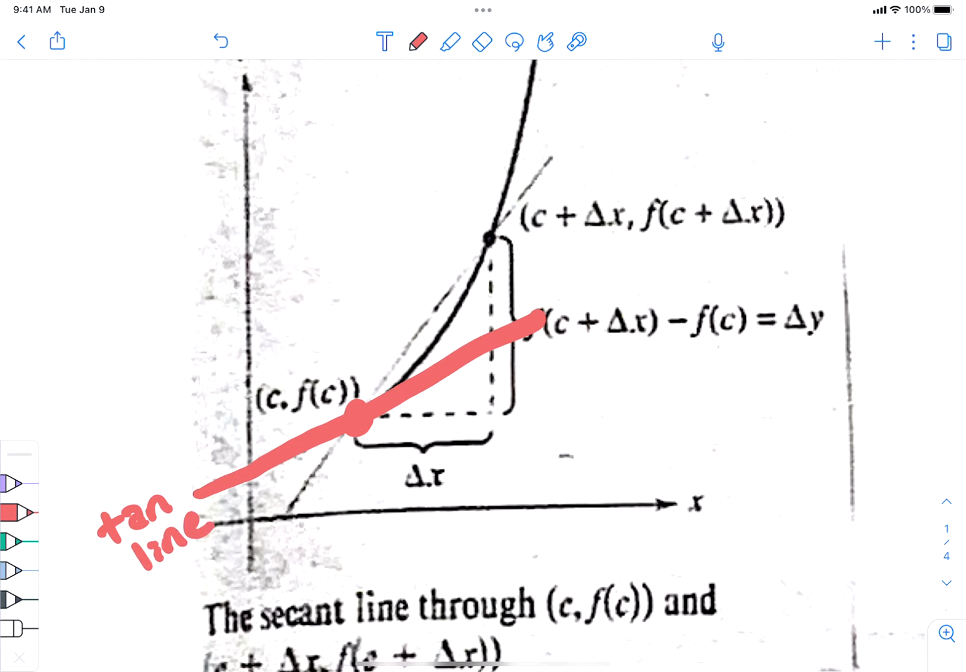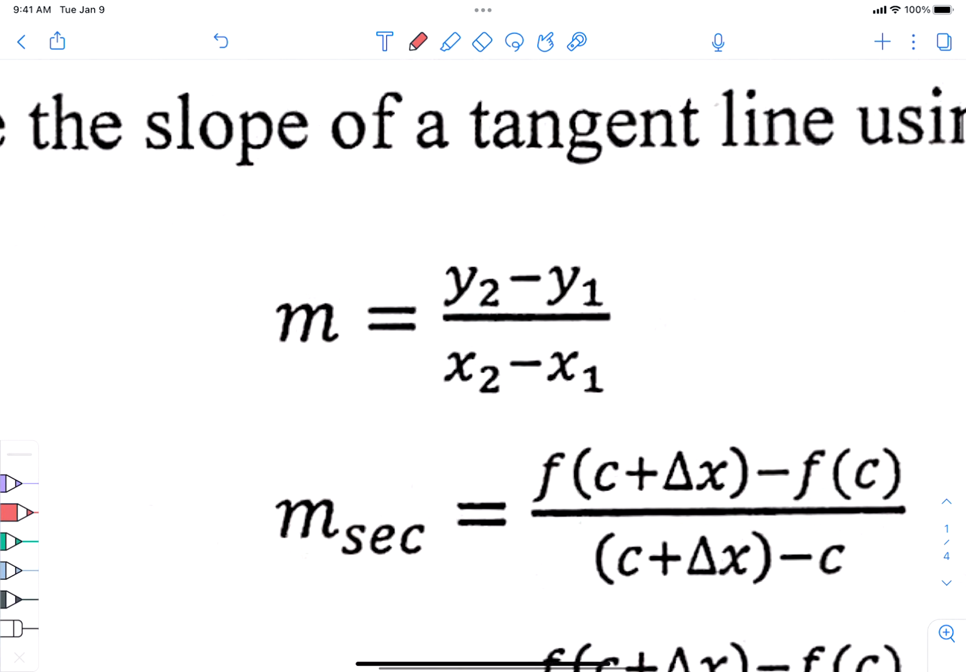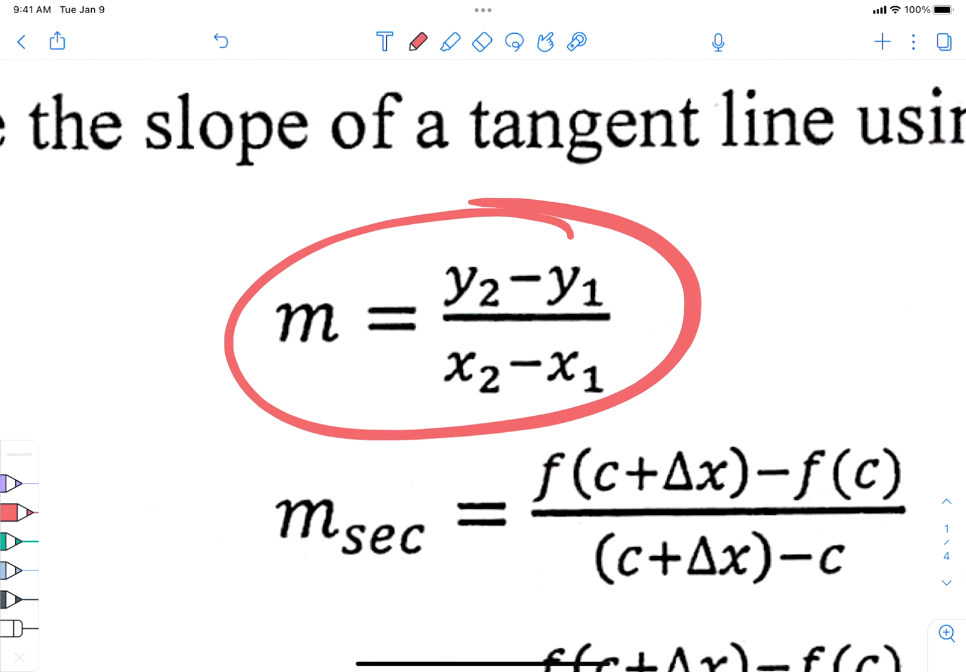I want to find the slope of that, which is like finding the derivative. I want to know its slope, its derivative. But I can't find a slope if it only has one point. To do a slope, you have to have y2 minus y1 over x2 minus x1. To do a slope, I have to have 2 points.